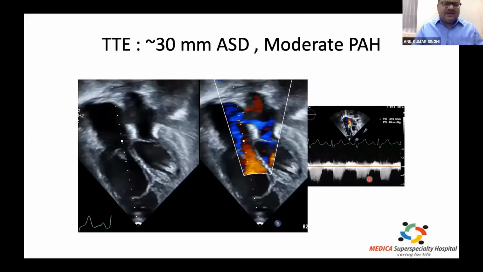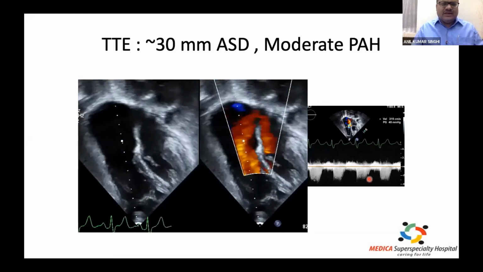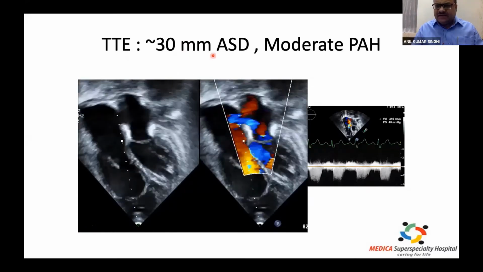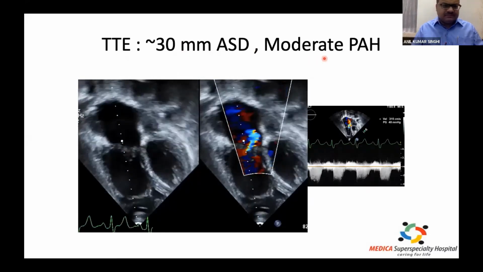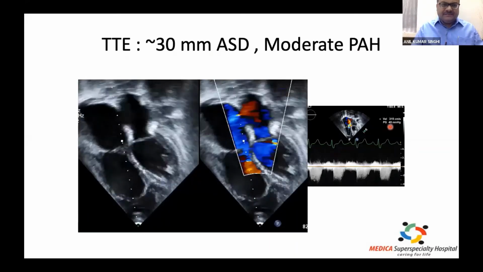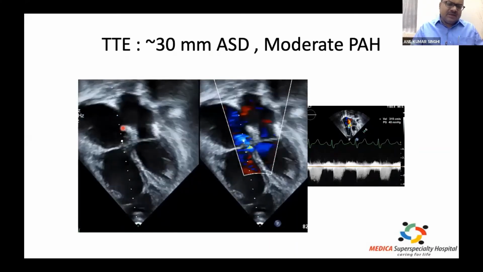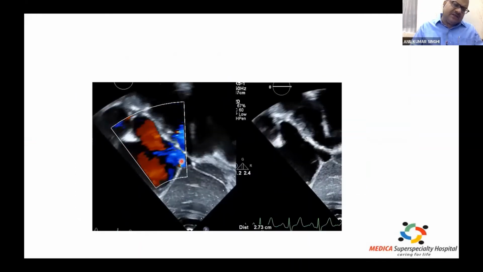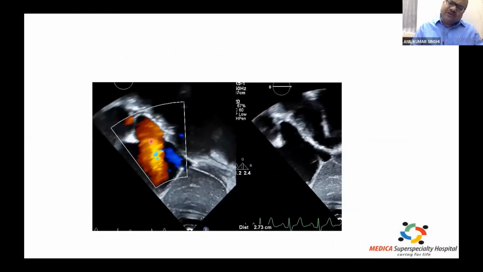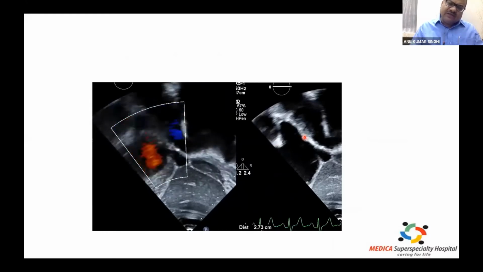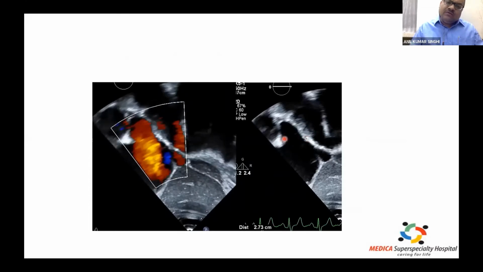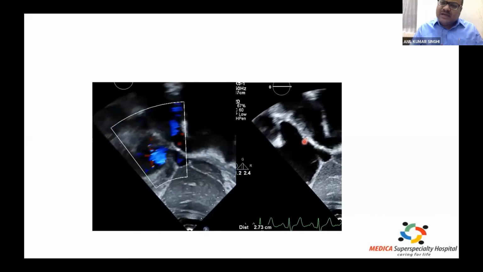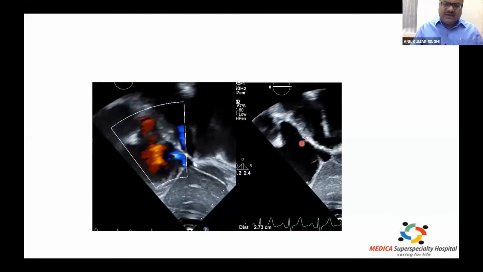So in transthoracic echo, we got a 30 millimeter ASD with moderate PAH. We can see RVSP 40 plus, RA, RV significantly dilated. In the subcostal view, we can appreciate this is the IVC, this is the SVC, and it is a huge hole. And here I was not very sure that the IVC rim is very good. It was looking a little more risky whether we should attempt, because here I was not able to get a nice inferior rim.